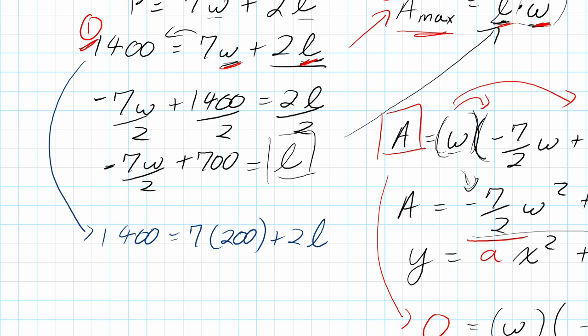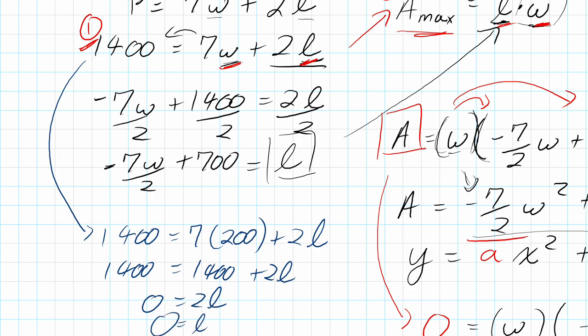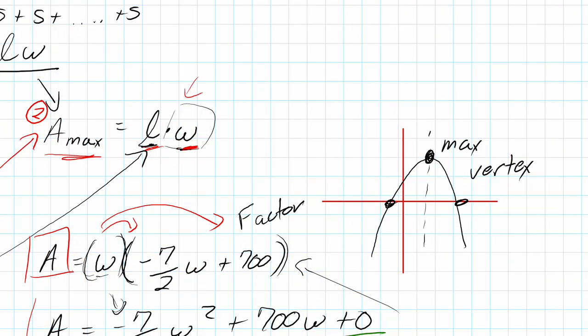Oh, I'm so sorry. That's not what I was doing. Oh, I'm glad I did this. I'm going to follow this through. This ends up being 14,000 plus 2L. I spoke a little too soon. I bring that over, I get 0 is equal to L, L equals 0.